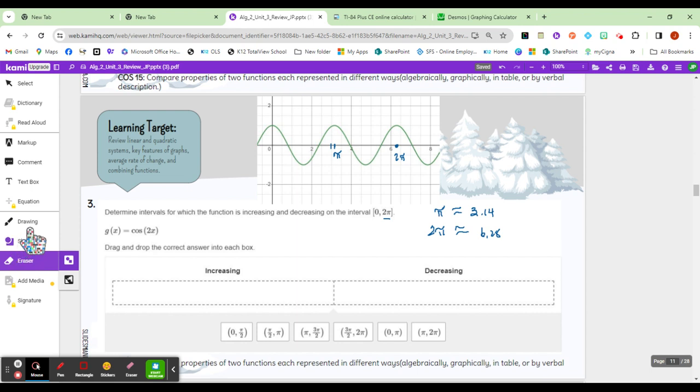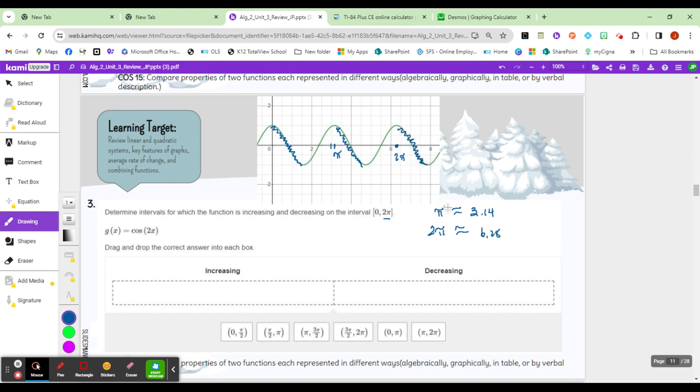So what I would do is, I really like to highlight things. So I would probably highlight everything that's going down. So this section's going down. This section's going down. That means this is a decreasing section. And this side's going down. And then I would turn around and I would highlight everything going up. So this is going uphill from left to right. This is going uphill. And then all you got to do is go to 2 pi. So we're really not looking at anything past 2 pi.